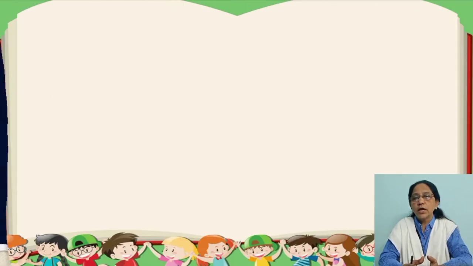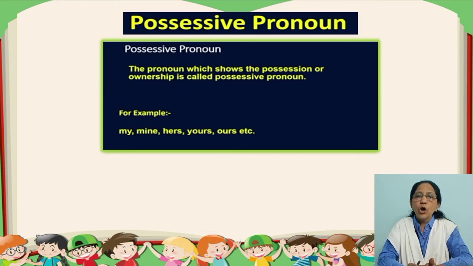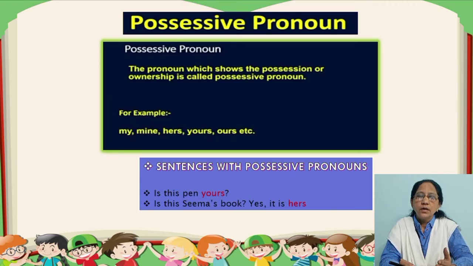Now the next type of pronoun is possessive pronoun. The pronoun which shows possession or ownership is called a possessive pronoun. For example, mine, hers, yours, ours, etc. Let's look at these sentences. Is this pen yours? Is this Seema's book? Yes, it is hers.